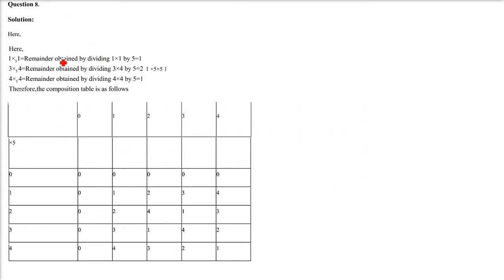Question number 8. Write the multiplication table for the set of integers modulo 5. Okay, set of integers modulo 5. So we have x5 we will write. Nothing else is given, since integers are already given, just start with 0, 1, 2, 3, 4. We don't go up to 5. Okay, 0 to 4. So just 0 to 4 in the row and column.